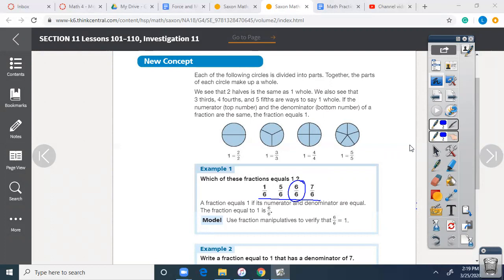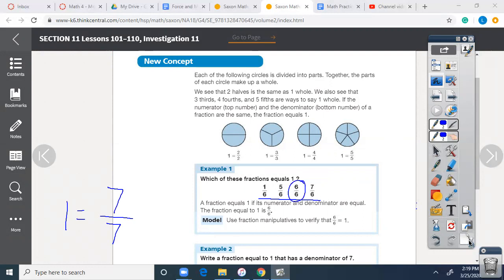Example number 2, write a fraction equal to 1 that has a denominator of 7. So it needs to equal 1, and it's a fraction, so we have our fraction bar there. It says that the denominator needs to be 7. So think in your head, is the denominator the top number or the bottom number? The denominator is the bottom number. So what do we put on the top to make it equal to 1? Remember, it's the same number. So 7/7 is the same as 1 whole.